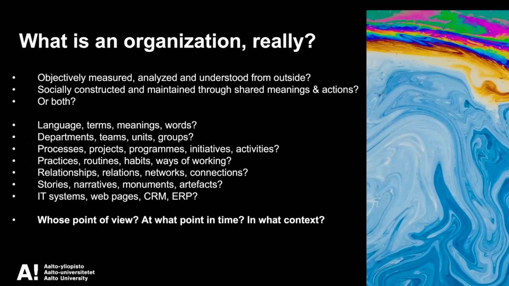So today's topic is transforming an organization. And just before doing anything, I think we need to pay some respect to the complexity of what an organization actually is. Is it something that you can objectively measure, analyze, and understand from the outside? Or is it something like Jari talked about last time, socially constructed and only maintained through our shared actions and shared meanings? Or maybe it's both. And what is organization? Is it language? Is it the boxes and the arrows between them? Or is it the processes? Is it the temporal things that go in time, projects, programs, activities? Or is it people's habits, practice, routines, all of that? Or is it actually the relationships between these?